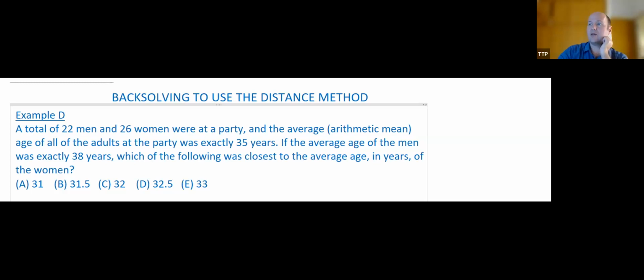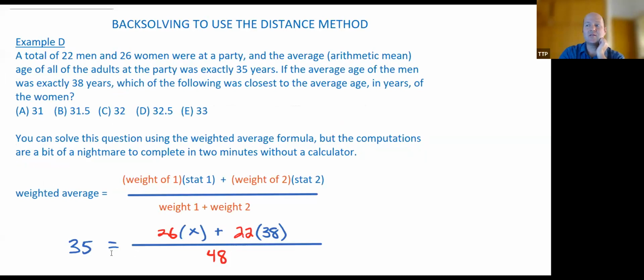All right, so this one is really hard to do with full-on calculations. The calculation, if you were to do it, would look something like this. This would be the formula. The weighted average is 35. That's for everyone. The 26 is the women's stat. Sorry, back up. The 26 is the weight.